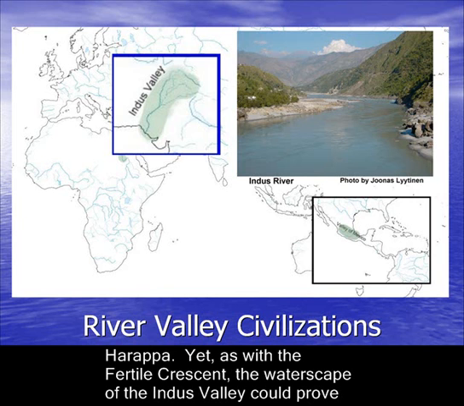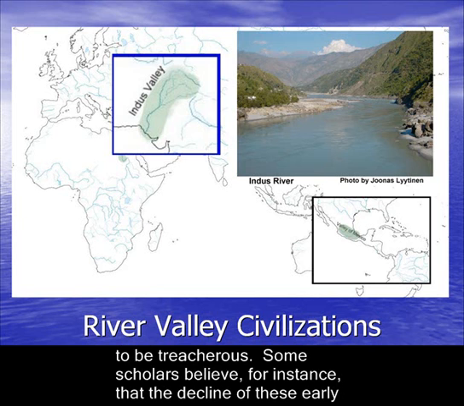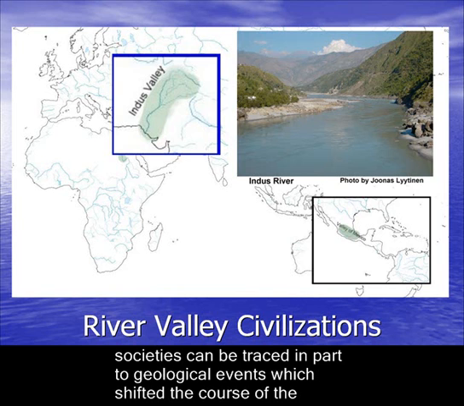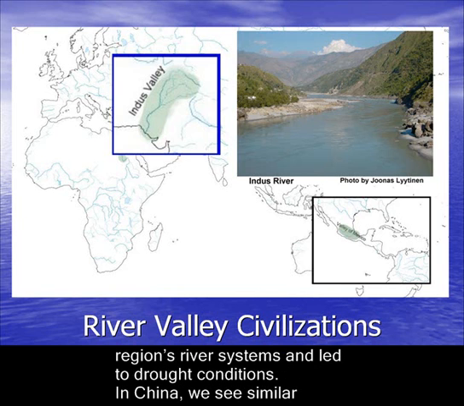Yet, as with the Fertile Crescent, the waterscape of the Indus Valley could prove to be treacherous. Some scholars believe, for instance, that the decline of these early societies can be traced in part to geological events which shifted the course of the region's river systems and led to drought conditions.